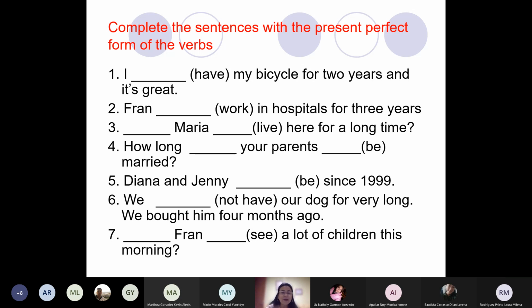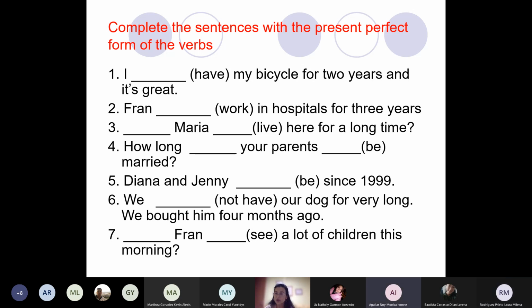Number 3. Number 3 is a question. Observan que esta sí es interrogative form. Entonces tiene que empezar con el auxiliar. Have or has, dependiendo de the subject. In this case is María. Then you complete with the verb in past participle. Live in past participle. And complete the question. Who wants to do it? Who wants to complete the question in present perfect?